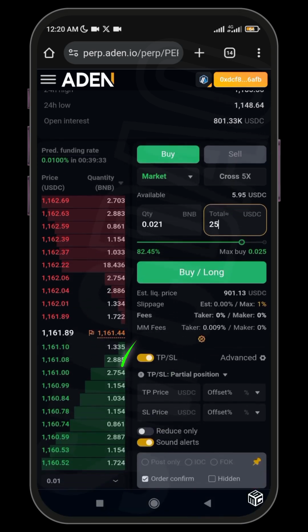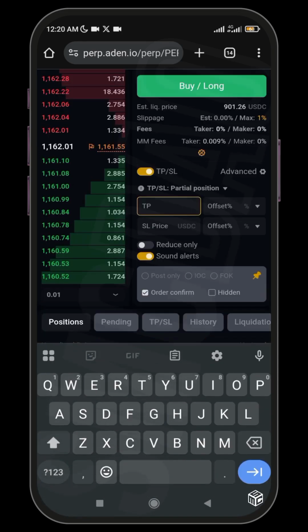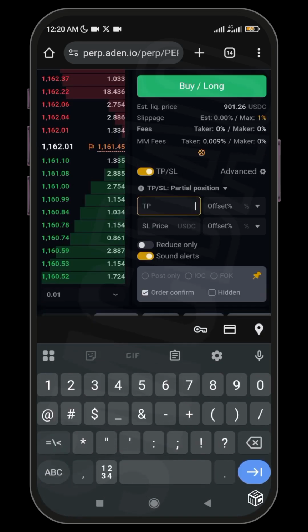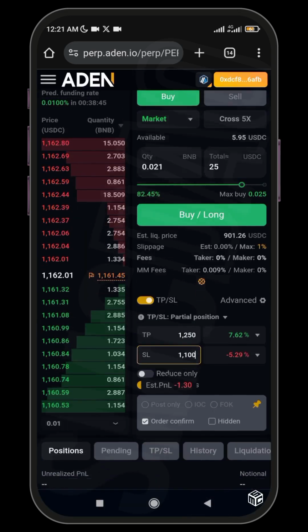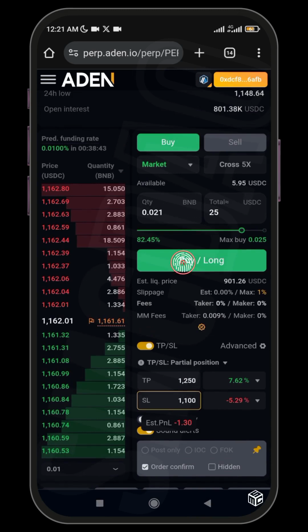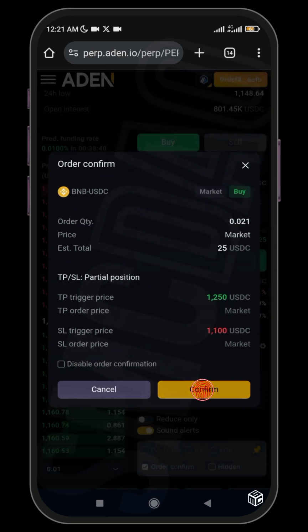And also TP/SL simply means take profit and stop loss. Take profit is the price level where your trade automatically closes in profit. And stop loss is the price level you set where your trade automatically closes in loss to prevent bigger losses. Now we'll be setting our TP to, let's say, 1,250. Then our stop loss to $1,100. Now since we set our TP and SL, just click on buy/long. Click on confirm.